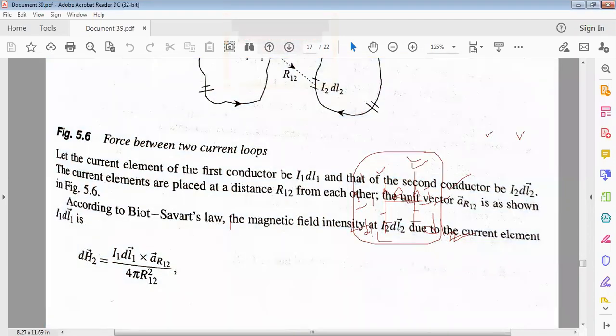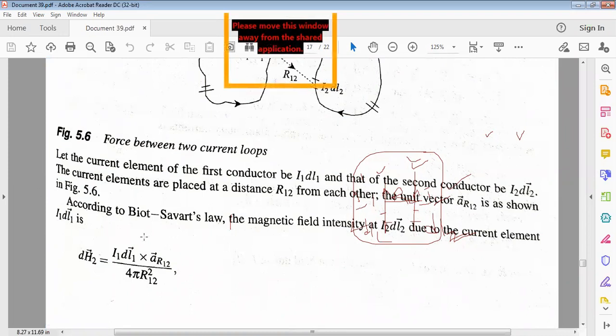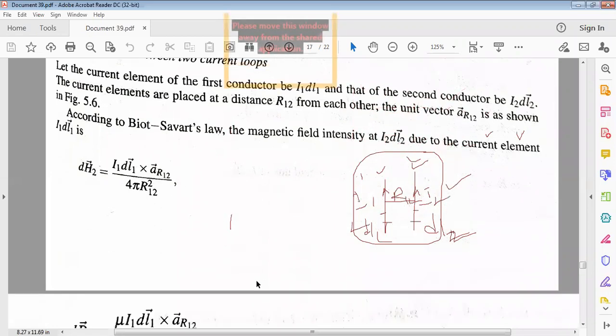Let the current element of the first conductor be I1 dL1 and of the second conductor be I2 dL2. The current elements are placed at a distance of R12 from each other, and the unit vector is aR12 as shown in the figure. According to Biot-Savart's law, what is the expression? H equals the integral of I dL by 4πR² into aR, right? But here, instead of integration, they consider the differential form. So dH2 equals I1 dL1 into aR12 by 4πR².